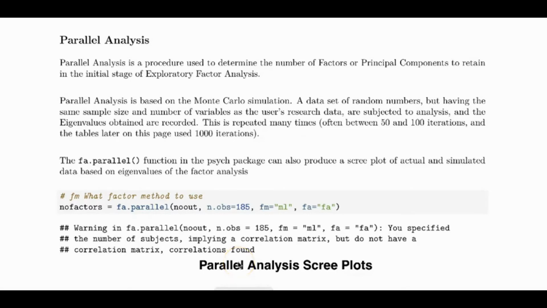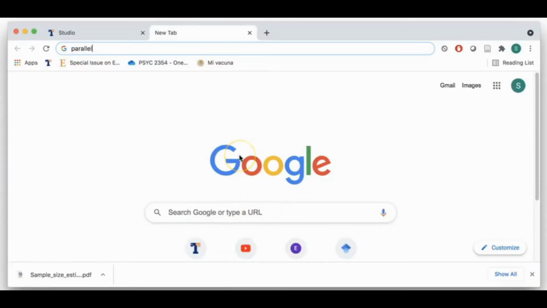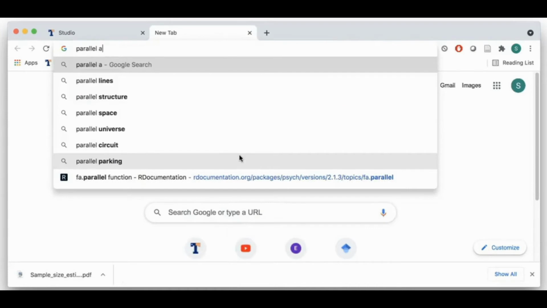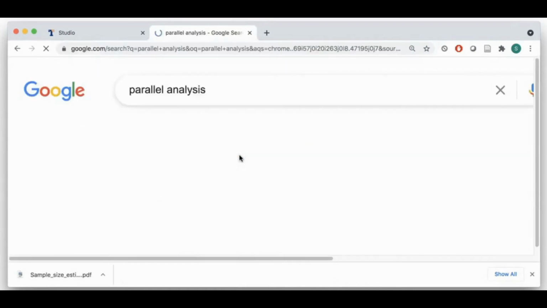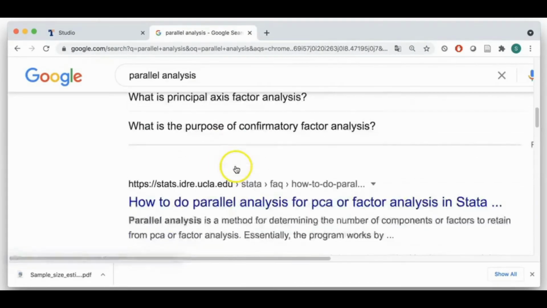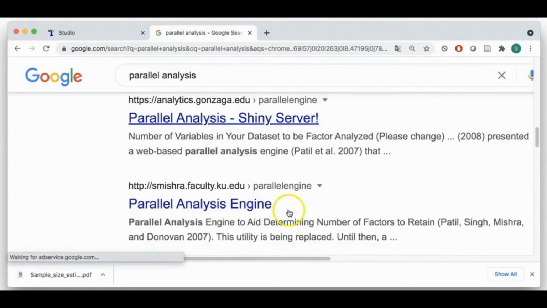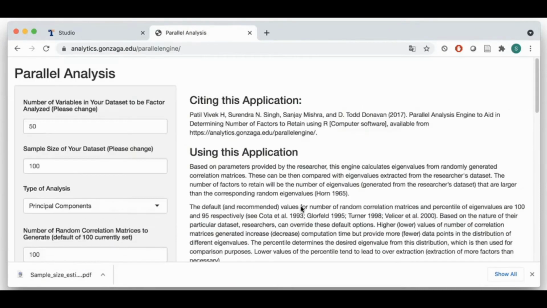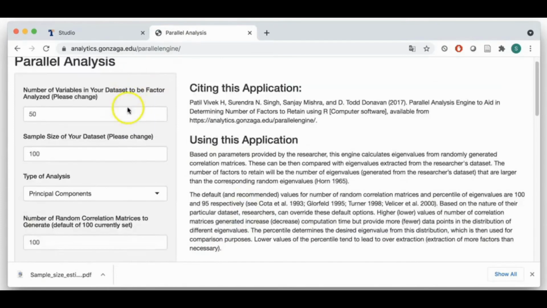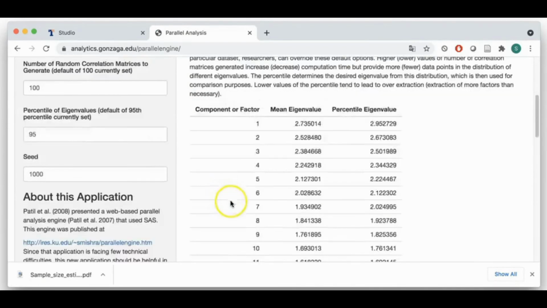So when I was a grad student, you couldn't do parallel analysis in SPSS. I still don't know if you can, to be honest. But it's not necessarily something you have to do in R. You can just Google parallel analysis, and there are a couple of free options. Shiny, yeah, I think this is one. You can just add your variables, sample size, and type of analysis, and it will do it for you. For free. So that's nice.